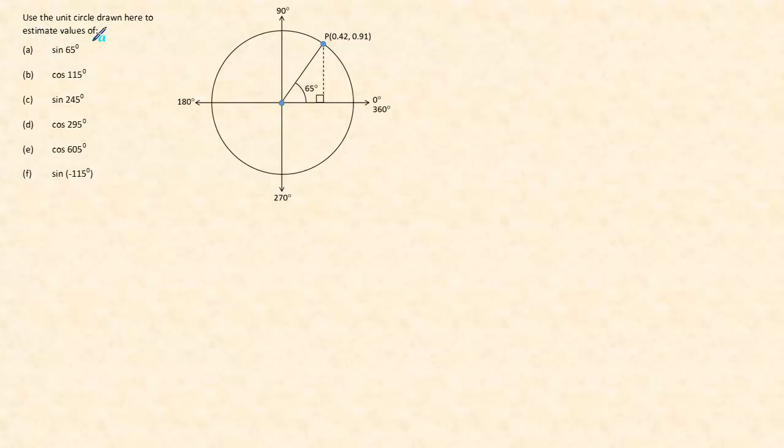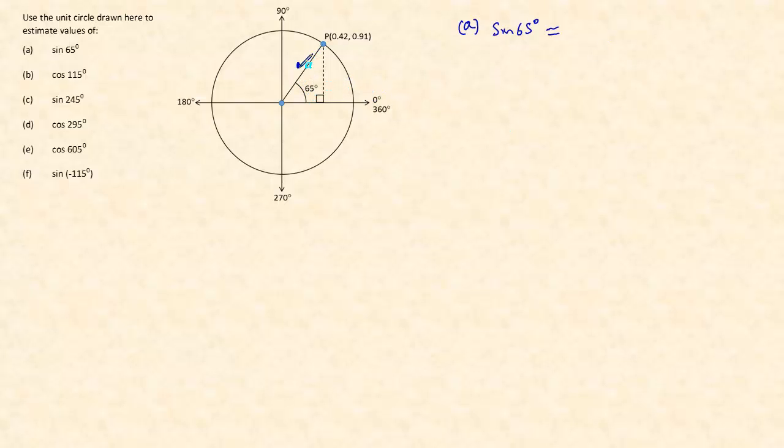Use the unit circle drawn here to estimate the values of the following. So the first one is just sine 65 degrees. Now this is 65 degrees here.